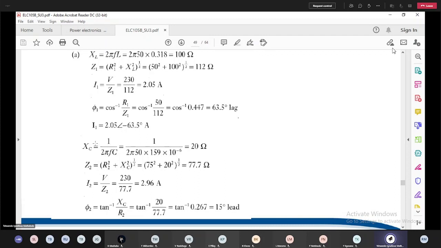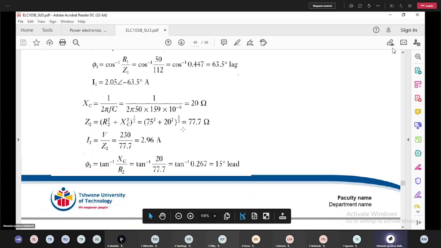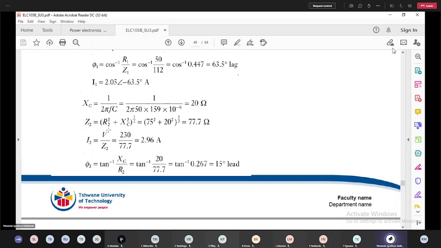So when we go to the branch where you have a resistor connected in series with the capacitor, we first find XC, which is 1 over 2 pi FC. We substitute the relevant information, the frequency and the capacitance, and we find XC to be 20. And of course, we can find Z2 to be the square root of R2 squared plus XC squared, and it gives us 77.7 ohms. From that, we can find the current I2 that flows in that branch, and it's simply V over Z2.